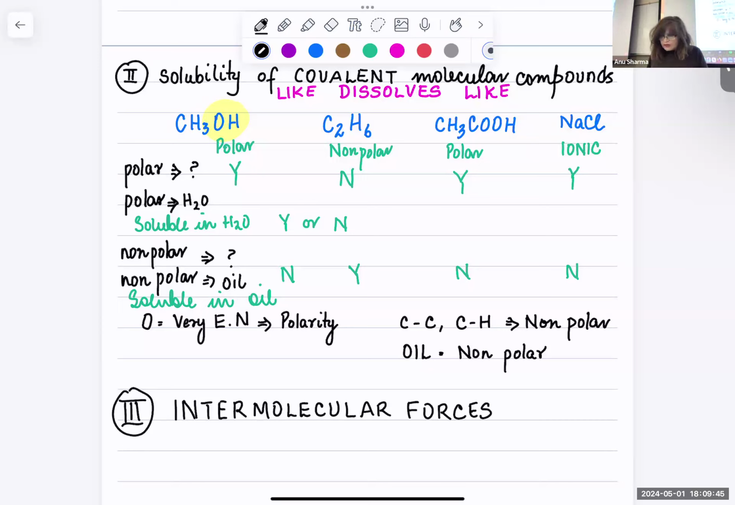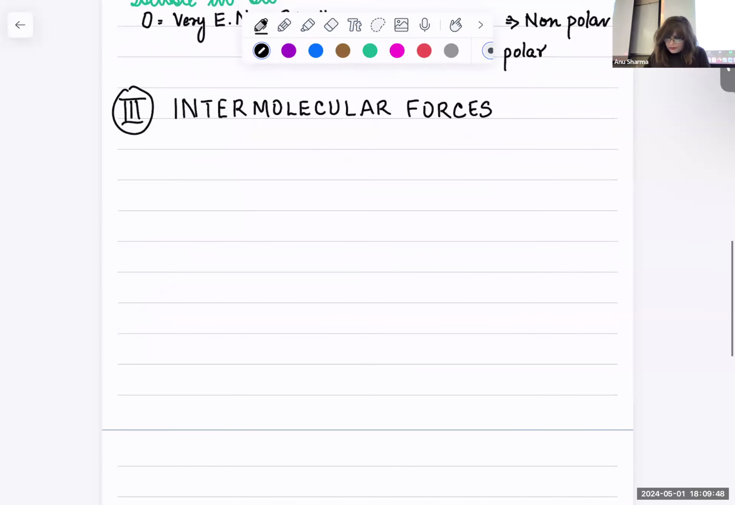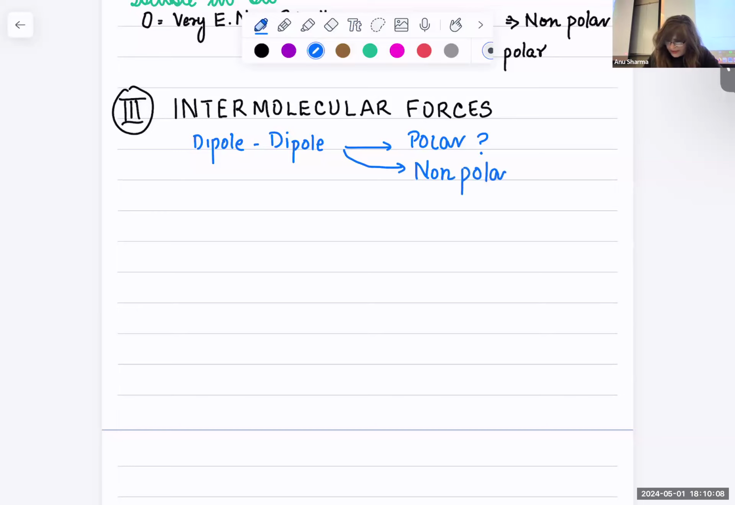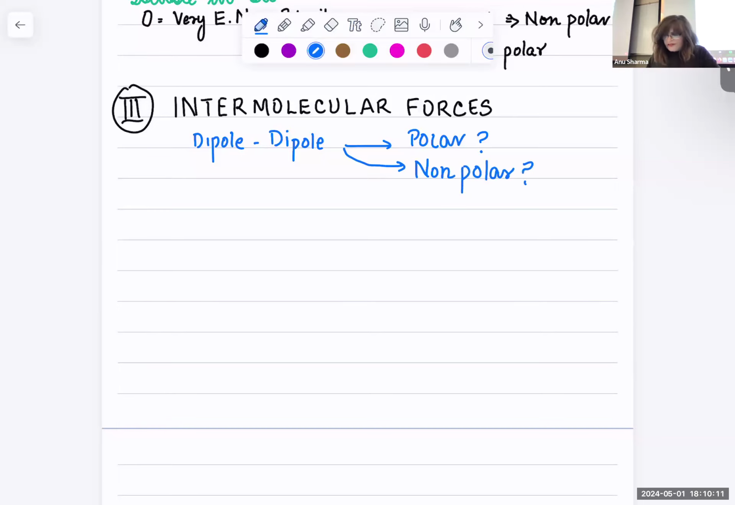Now, what are the intermolecular forces? One is the dipole-dipole, in which you look at the polarity in the molecules, whether the molecule is polar or non-polar. If there is a polarity, there will be a dipole. Just keep that in mind. You have to identify that, and dipole exists only in polar molecules. It will be soluble in polar substances.